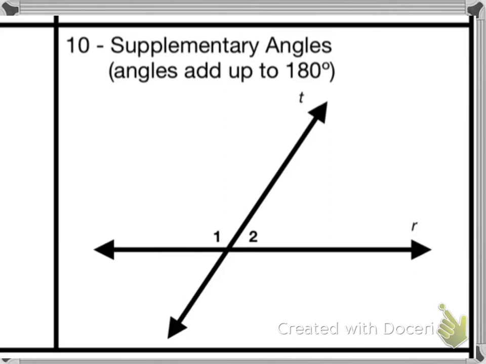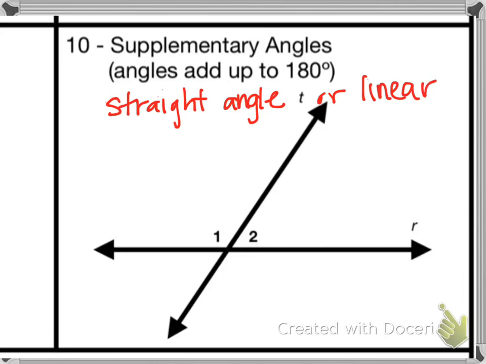Here we have supplementary angles. Once again, a review from yesterday. We also call these, remember, straight angles. And so today I'm just going to go over that there's another way. So once again, they could be supplementary angles. They could be straight angles, which we talked about in our last unit when we were doing the angle addition postulate. Or they could also be called a linear pair.